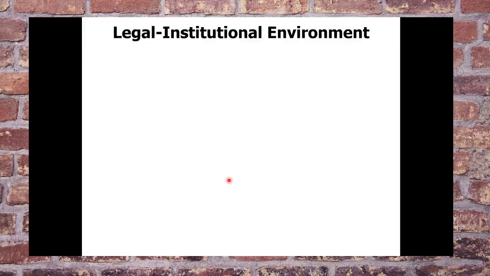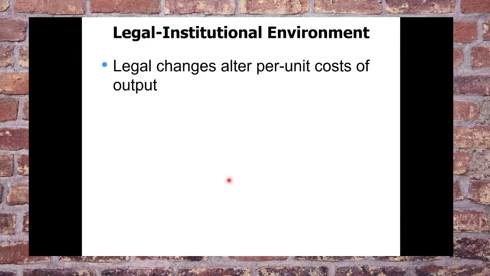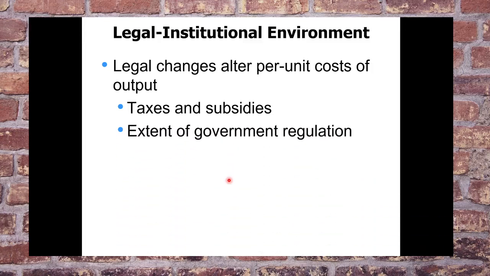Then we talked about legal institutional environments, right? Legal changes alter per unit cost of output. So there's this whole thing talking about with Joe Biden coming in that regulations may become more prevalent, and that means that it could be more expensive, right? How do we go around those? We could tax and subsidize, right? The government regulation, as I spoke about.